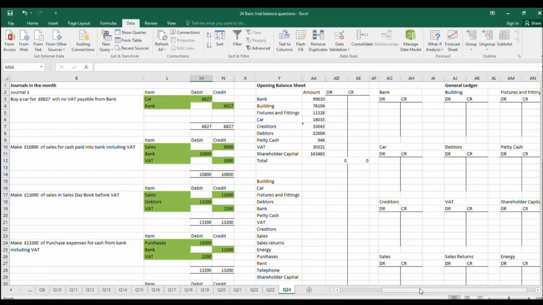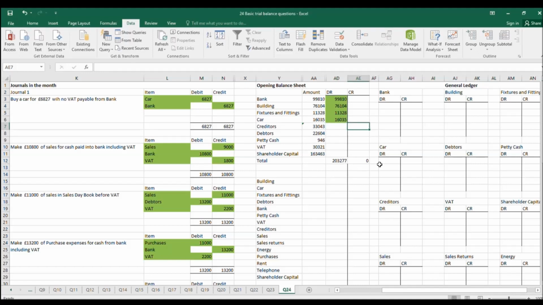So we've done our 10 journals. Right, now let's go through these things. So bank is going to be positive money, that's a debit. Buildings, positive as well, positive money if you decide to sell it in the future, so that's a debit. Fixtures and fittings, same, that's also a positive money movement. The car as well.